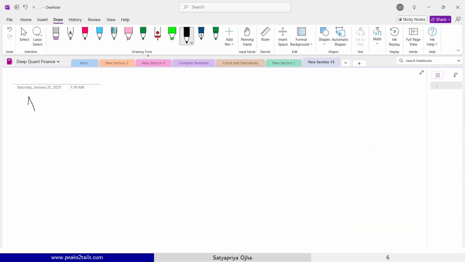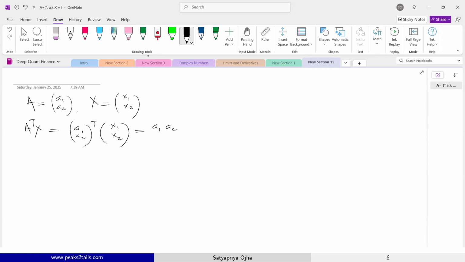So let's say A is A1, A2, and X is our random variable vector, which is X1, X2. So if I write A transpose X, it is A1, A2 transpose X1, X2. The column vector becomes a row vector after transpose, and this is A1 X1 plus A2 X2.